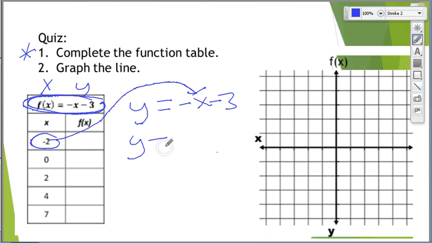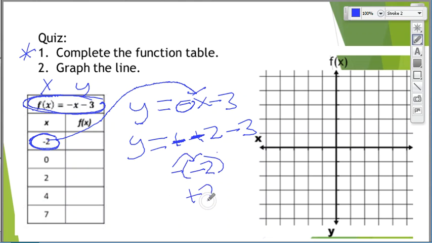When you plug this in, be very careful. Do you guys see this minus sign in front of this x? Okay, so you have to have the minus sign, and then the x value is a -2. Okay, so anytime you have two negatives right in a row, that's actually going to be a positive. Or another way to think about it is if you put your x value in parentheses like this, you would know that you need to distribute that negative to the -2. But either way, you get +2 minus 3 for your y value on the first one.